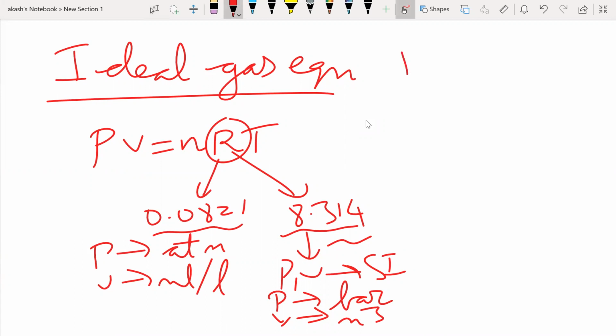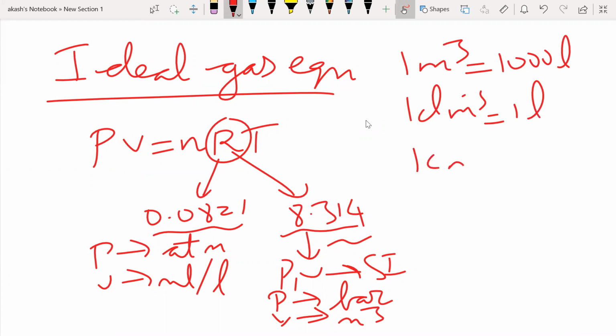It will be very helpful actually. 1 meter cube is 1000 liters. 1 decimeter cube is 1 liter. 1 centimeter cube is 1 ml. So these three things you remember. It is really going to be helpful when you do the problems.